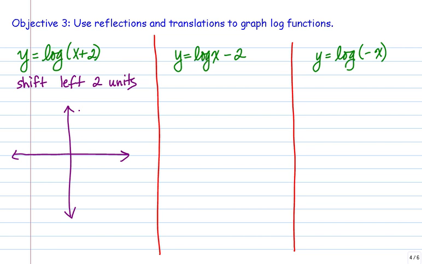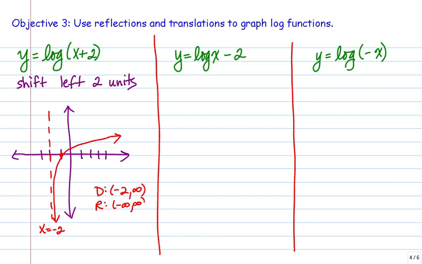So that basic log function had a vertical asymptote at x equals 0, so we've got to shift it left 2 units, which would take it to negative 2. Our key point was at 1, 0, shifting left 2 would take us to negative 1, 0, and then we know the basic shape. Slow growth, so it looks like that. So the domain is from negative 2 to infinity. The range is from negative infinity to infinity. We have a vertical asymptote at x equals negative 2, and the graph goes through negative 1, 0.